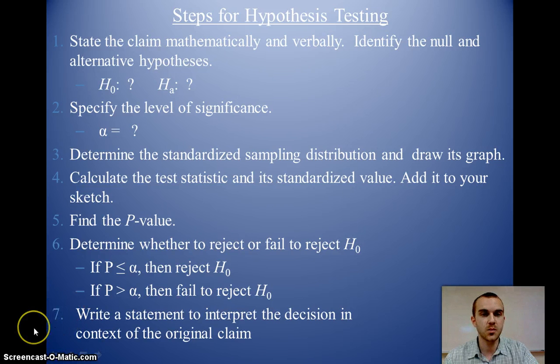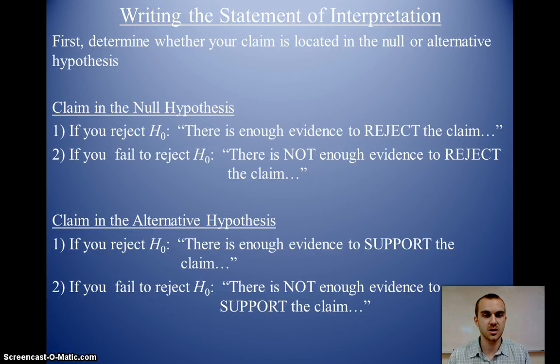Now this final thing is very important because there's 2 different things that could potentially happen. And this is why it's important to know where is my claim. If my claim is in the null hypothesis, I am actually rejecting or failing to reject my claim. So it's either I have enough evidence to reject, or I do not have enough evidence to reject my claim. If it's in the alternative, I'm actually finding, and I reject my null hypothesis, there's enough evidence to support the claim. And if I can't reject the null hypothesis, there's not enough evidence to support. So the wording on how I interpret is different. So pay attention to that as you go through your hypothesis testing problems.